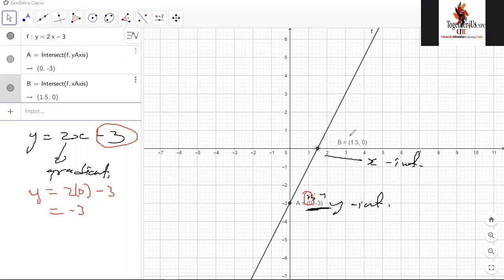Let us see if we can get 1.5 if we set y to be 0. If I set y to be 0, then 0 is equal to 2x minus 3. So 2x equals 3. And so x is 3 over 2, and this is exactly 1.5. So we see something very interesting here.